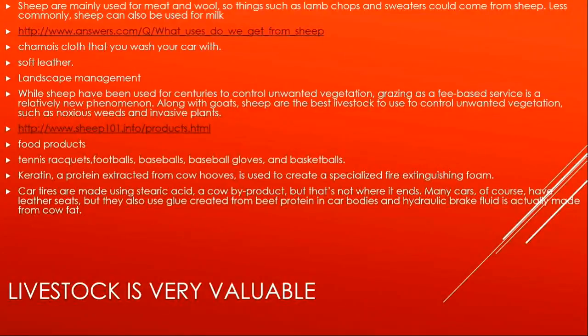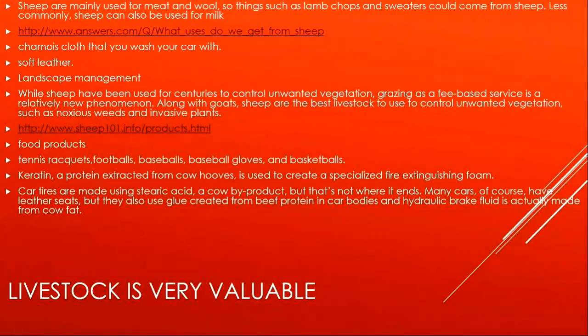So now the next one. You also have other food products. These are other products that you may not have known come from cattle and sheep and ox and things of this nature. You also have tennis rackets, footballs, baseballs, baseball gloves, and basketballs, which are also made from the skins of these animals. You also have keratin, a protein extracted from cow hooves, used to create a specialized fire extinguisher foam. Then reading on, car tires are made using stearic acid, a cow byproduct, but that's not where it ends. Many cars, of course, have leather seats, but they also use glue created from beef protein in car bodies, and hydraulic brake fluid is actually made from cow fat.